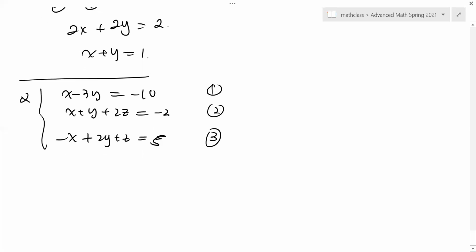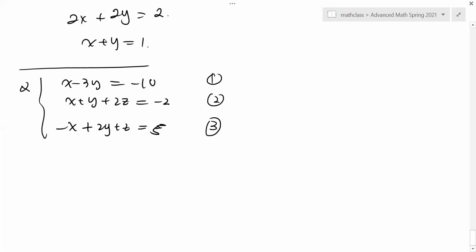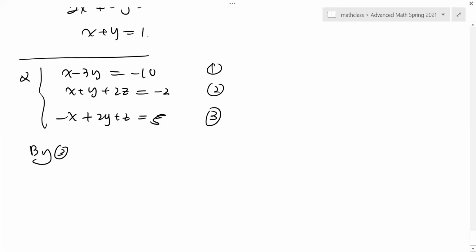Then you get an equation in x and y. But let's try a different way. There are many ways to do it, I just want to show you a different way. Using equation 3, z is going to be 5 plus x minus 2y.